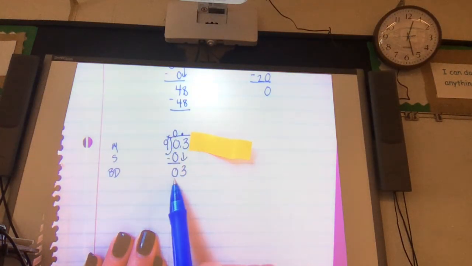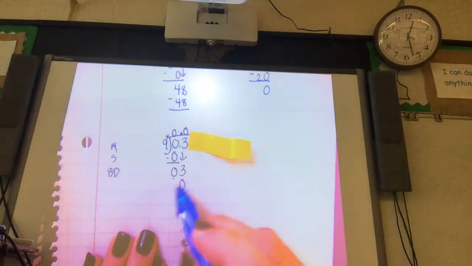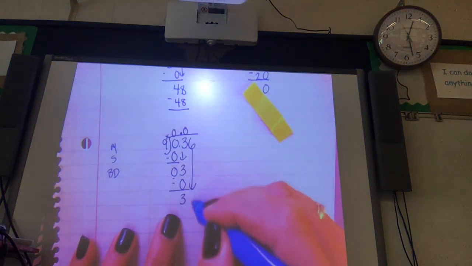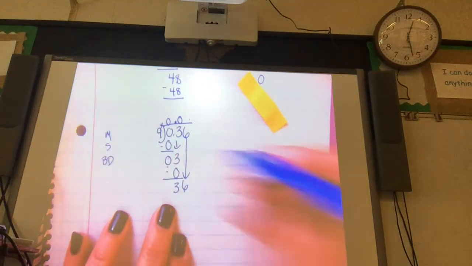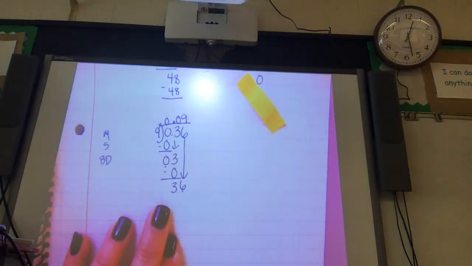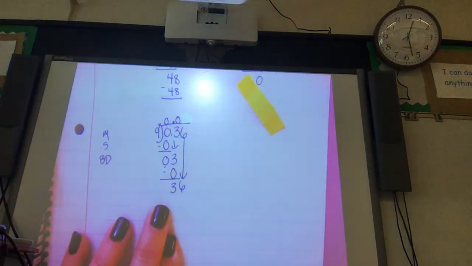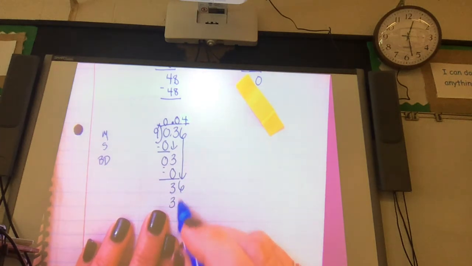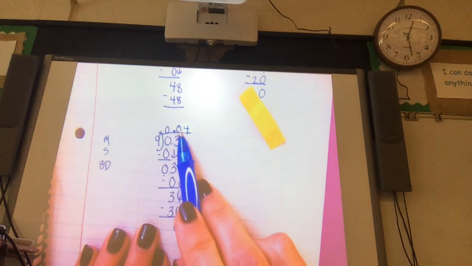What times 9 will get me to 3? 0. 0 times 9 is 0. Subtract, bring down. What times 9 will get me close to 36 without going over? 4 exactly. I'm sorry, not 9, 4 exactly. That was my bad. 4 times 9 is 36. 0 remainder. So my answer is 400ths.